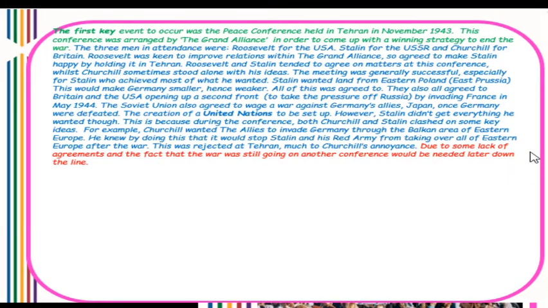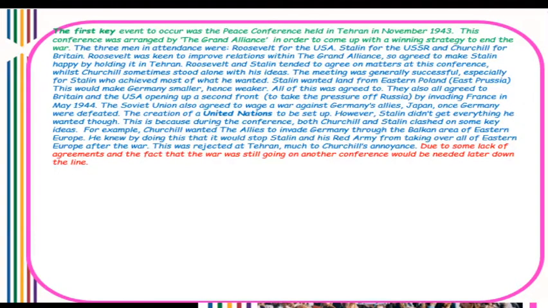They also all agreed to Britain and the USA opening up a second front to take the pressure off Russia by invading France in May 1944. The Soviet Union also agreed to wage a war against Germany's ally, Japan, once Germany was defeated. The creation of a United Nations was to be set up. However, Stalin didn't get everything he wanted, though.